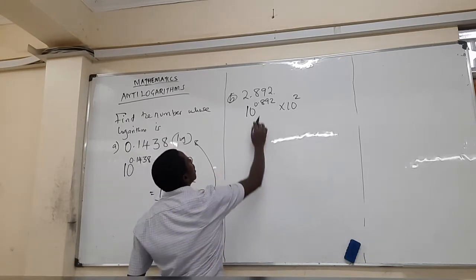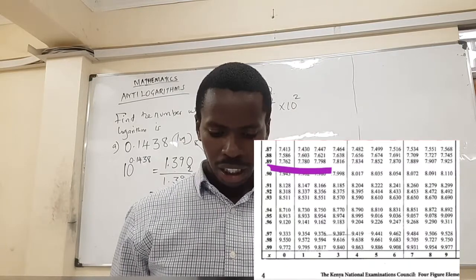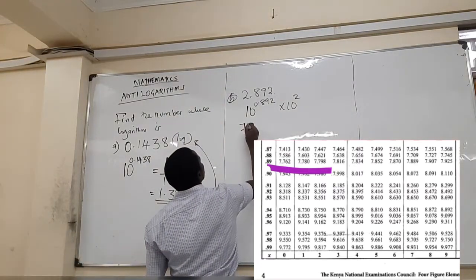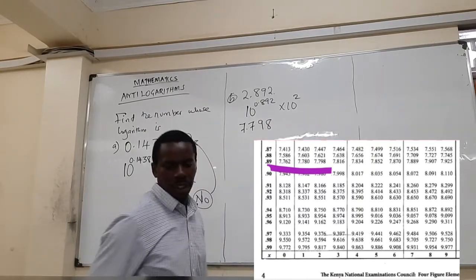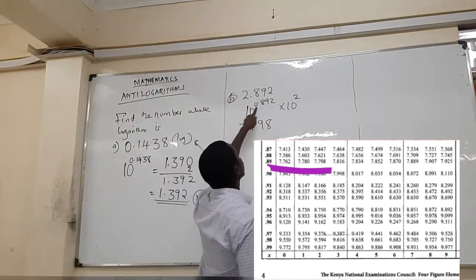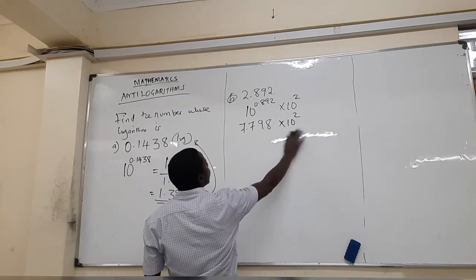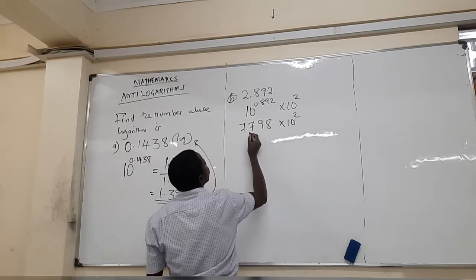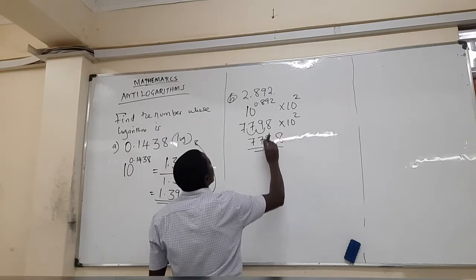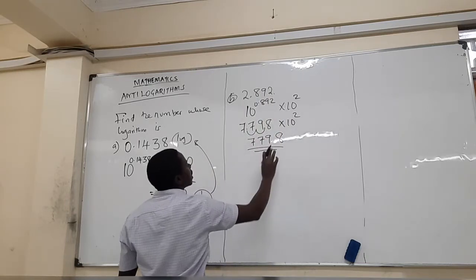Now we want to get the number that gives us 0.892. That is the antilog, and reading 0.892 directly, it is going to be 7.798. That is the antilog of 0.892. Then you multiply by 10 power 2. We can leave it like that, or we open times 10 power 2. We go 2 steps forward, 1, 2. We get 779.8. So when the log is 2.892, the number that gives us that log, the antilog, is 779.8.